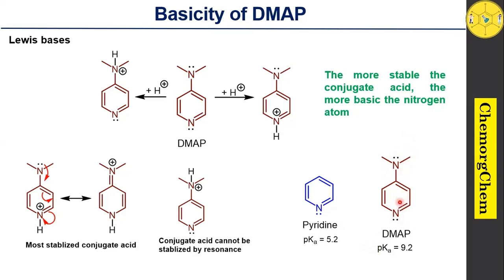This increases the nucleophilicity of this nitrogen atom in the pyridine ring, making DMAP a more effective base when compared to other common organic bases such as triethylamine. DMAP's aromatic nature and resonance stabilization make it a unique and efficient catalyst for some specific reactions.